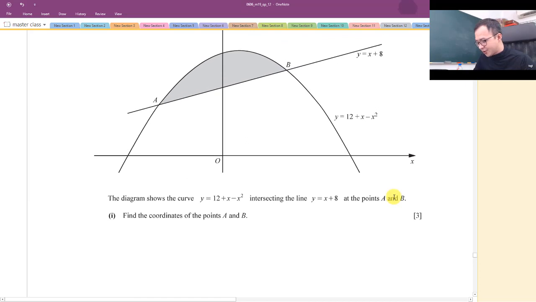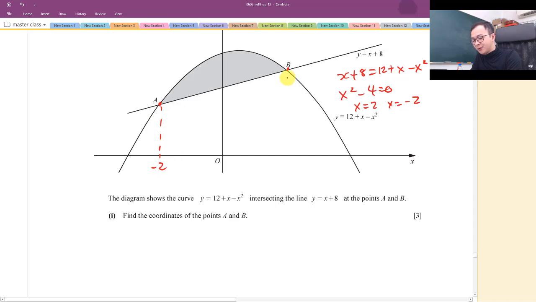Okay, so find the coordinates of A and B. A and B are basically the intersection points. Sub y into the y here. So x plus 8 equals 12 plus x minus x squared. So x squared minus 4 equals 0. So x equals 2, x equals negative 2, simple. So this one should be negative 2, this one should be 2.